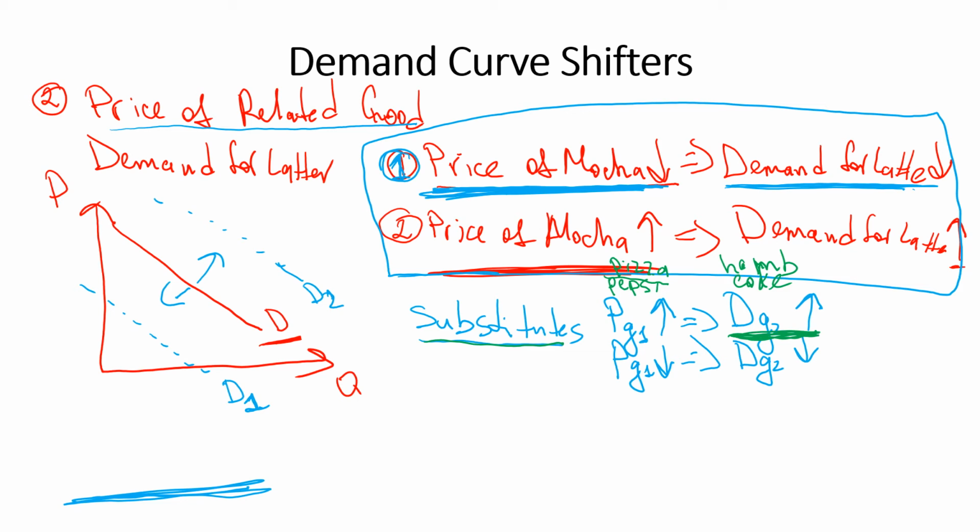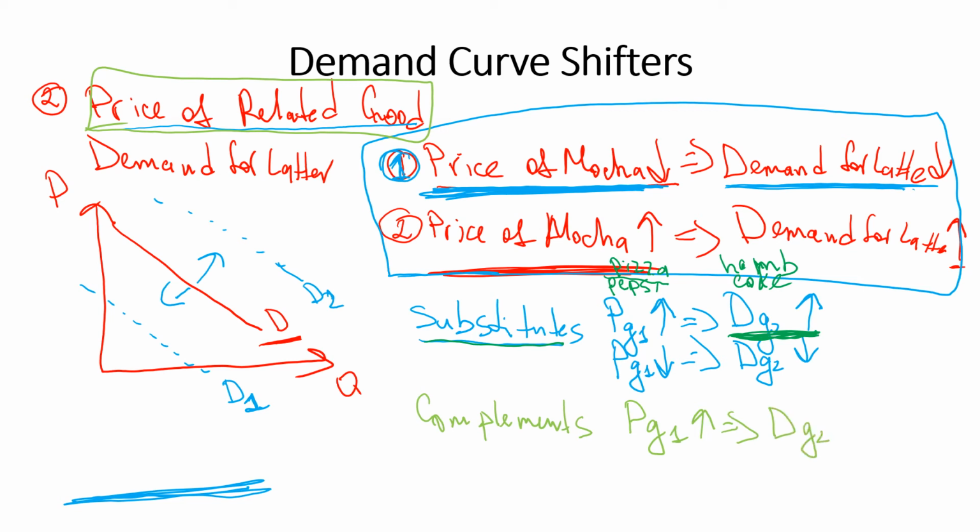And another product that we need to know within this determinant, price of the related good, is complements. For complements, this is when the price of good 1 is increasing, then the demand for the complement, good 2, is going to decrease, and vice versa. If the price of good 1 is decreasing, so it works the other way, then demand for good 2 is going to increase.